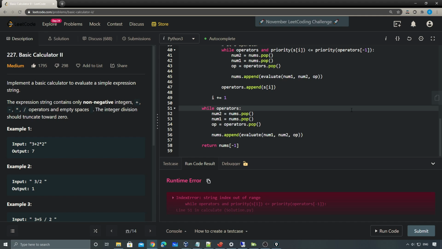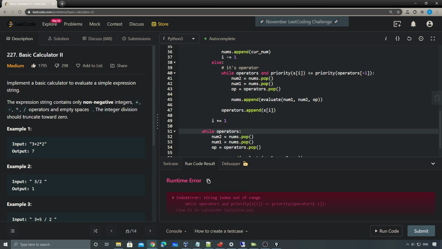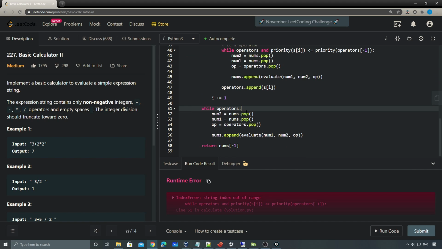So in the final while loop here, we don't need to worry about the priority, because all the priorities we needed to take care of, we have already taken care of here. So what's left, we can simply evaluate numbers from top down. That's why we can simply use the operators stack to evaluate the value.